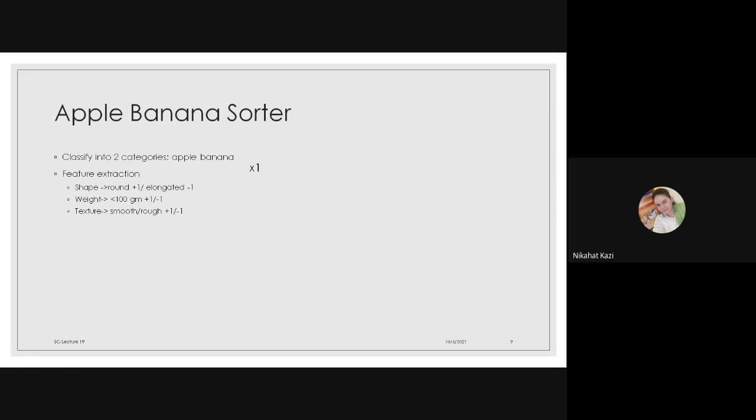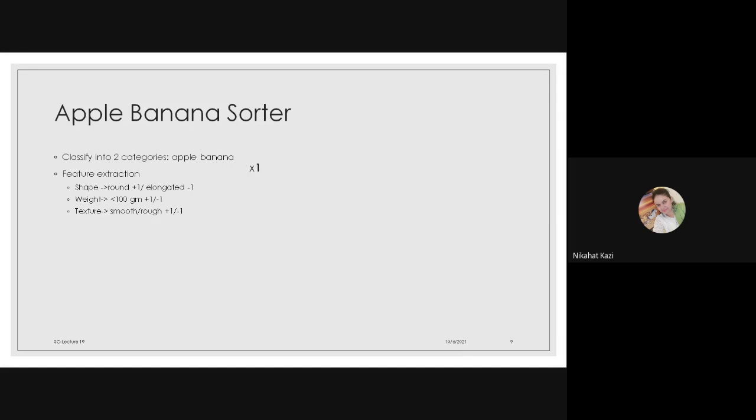Traditional way is you give the features, you extract the features at the beginning and give it to the network. So whatever we are talking about right now, it is that the features are given at the beginning. So you have the fruit. First, the feature extraction is done, and then that is presented to the network. Okay. So shape, weight, and texture.